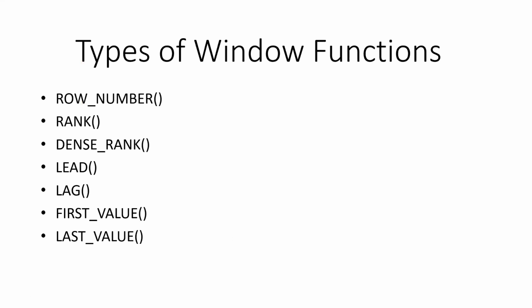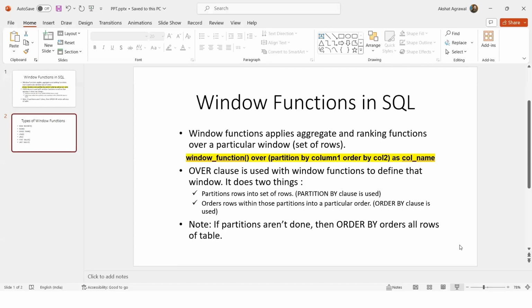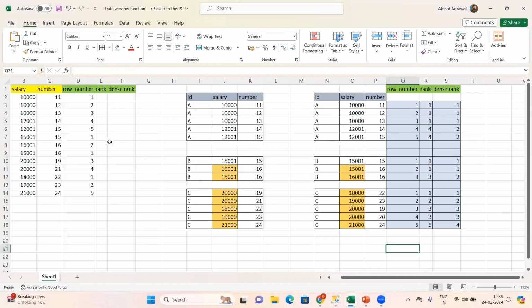So: row number, rank, dense rank, lead, lag, first value, last value, nth value. But in this video, I'm going to cover the first three window functions: row number, rank, and dense rank. Let us quickly jump to Excel and see the data.